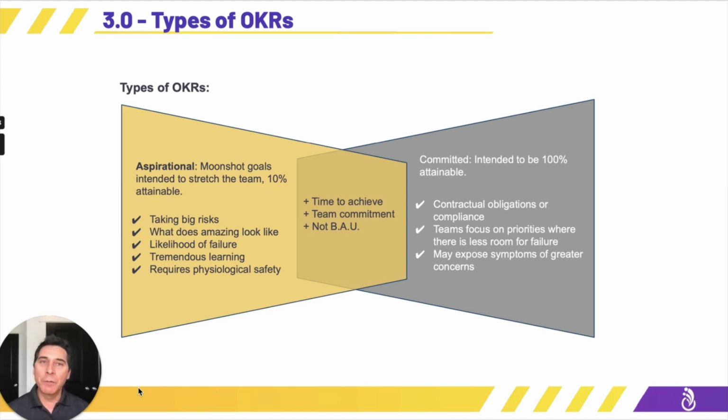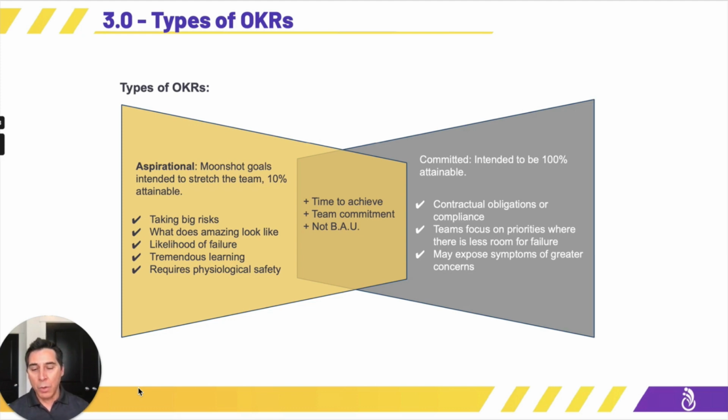In contrast, you have committed OKRs, right? And those are intended to be 100% attainable, right? So what we've said is that we're committing to doing this. In some cases, you'll want to use committed OKRs in the case of contractual obligations or compliance, right? The SOC 2 compliance example that we did earlier. Things of that nature. Committed OKRs are good to use when teams need to focus on priorities and there's less opportunity there for failure, right? Less room for failure. So that's a good case for committed OKRs.